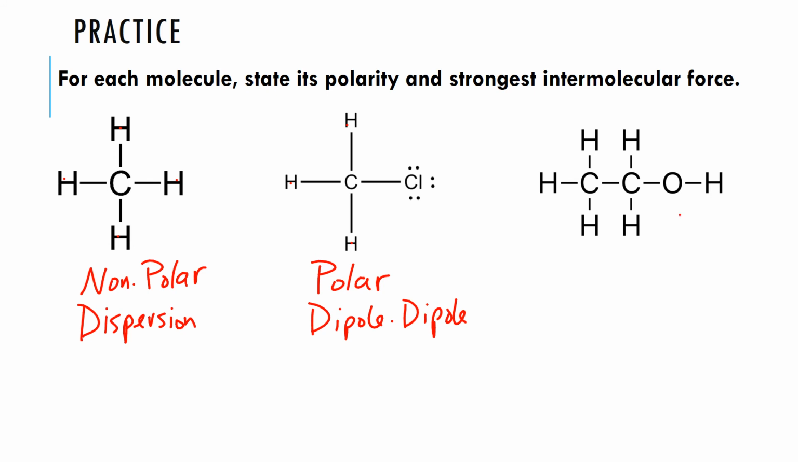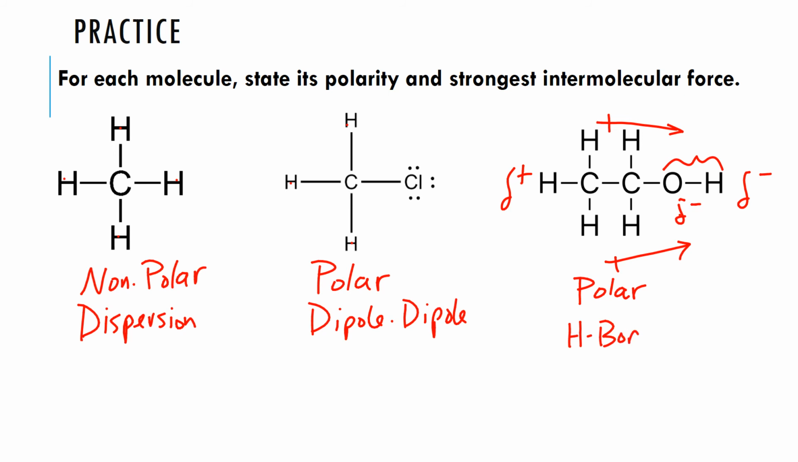So oxygen, we know, is very electronegative. It's the second most electronegative element on the periodic table. So it is going to draw electron density toward itself, making this a polar molecule with a negative end down here and a partially positive end over here. So because this molecule is polar, we have to choose between H bonds and dipole-dipole. Since we have oxygen bonded to hydrogen, we can say that the strongest intermolecular force is hydrogen bonding.